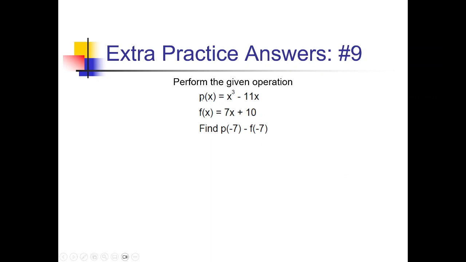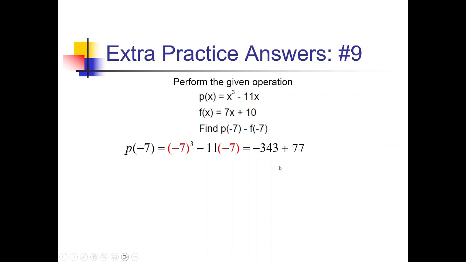For number 9, we have a p and an f function. We're doing p of negative 7 minus f of negative 7. So let me figure out these plug-ins individually and then subtract them. So p of negative 7, that's negative 7 cubed minus 11 times negative 7. Negative 7 cubed, that's negative 343. I just happen to know off the top of my head, but feel free to use a calculator. And then this will be plus 77.